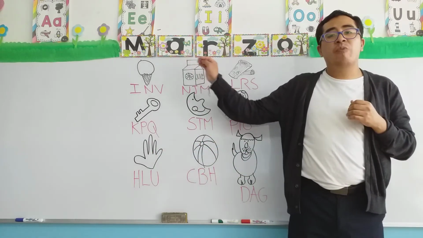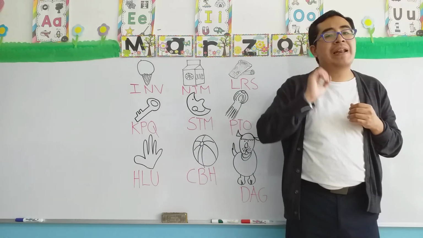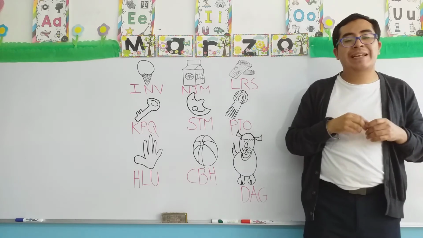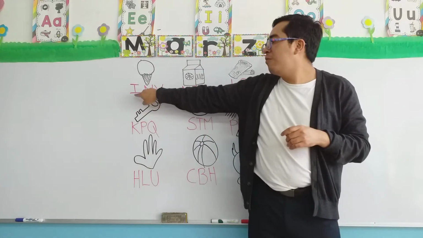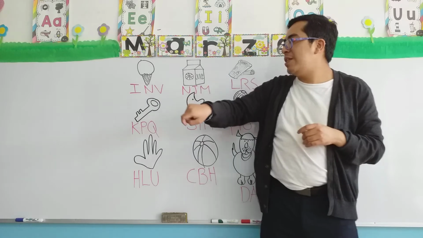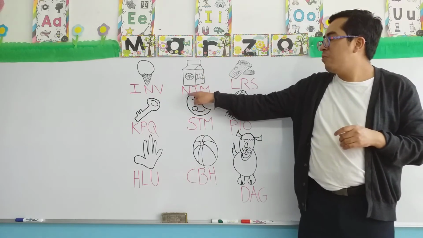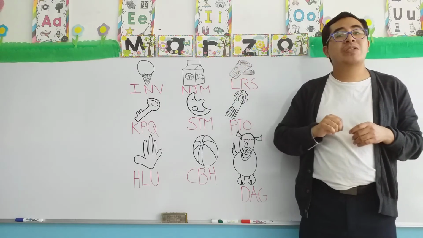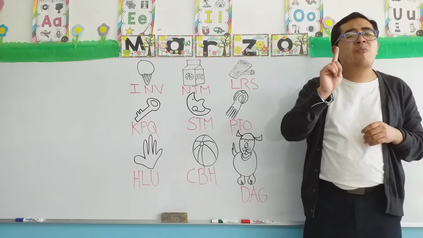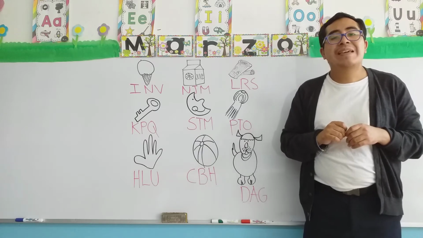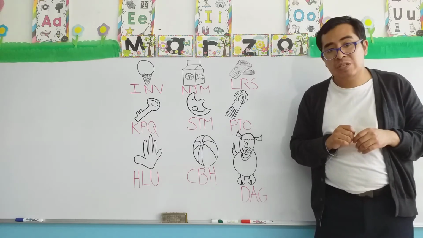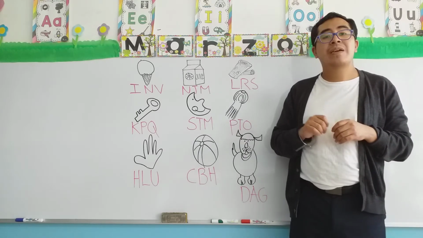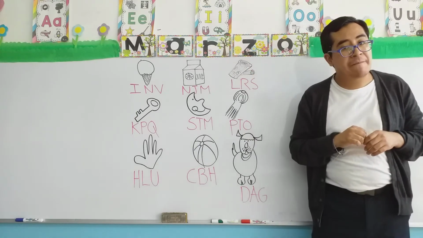Now, under each one of the objects, we have 3 letters. Debajo de cada uno de los objetos, tenemos 3 letras. Here, we have 1 letter, 2, 3 letters. Under this object, 1 letter, 2 letters, 3 letters. Debajo de cada objeto tenemos 3 letras. Only one of those letters belongs to the object. Solo una de esas 3 letras pertenece al objeto que tenemos en la parte de arriba.